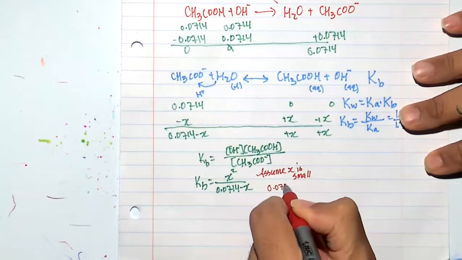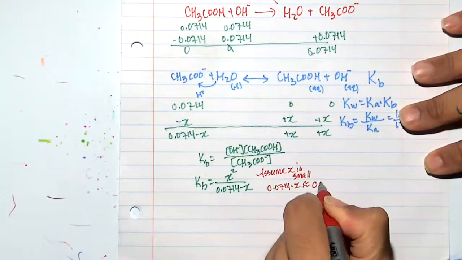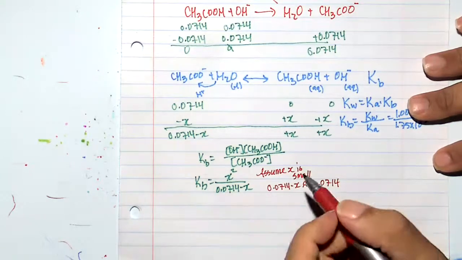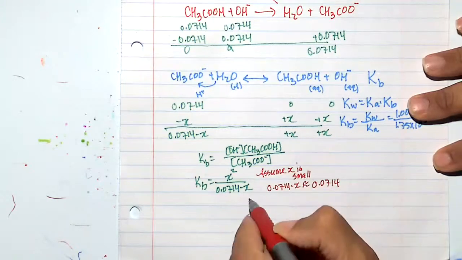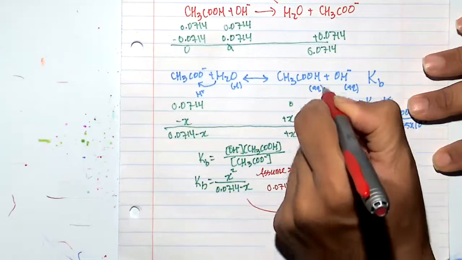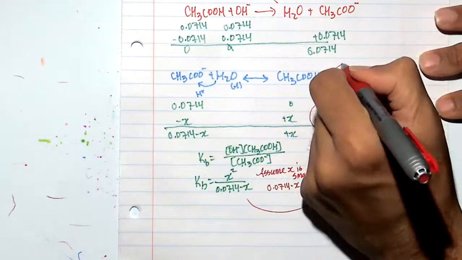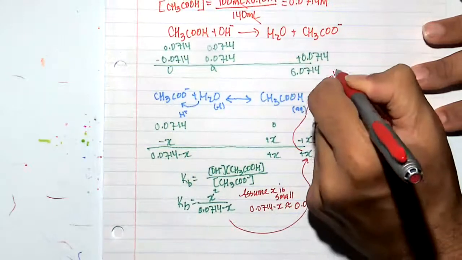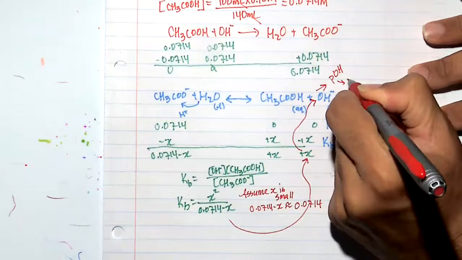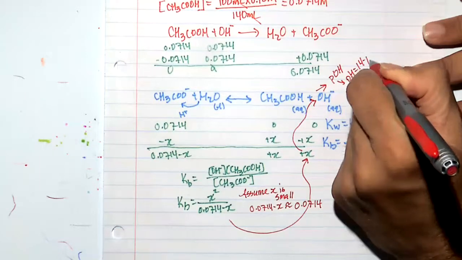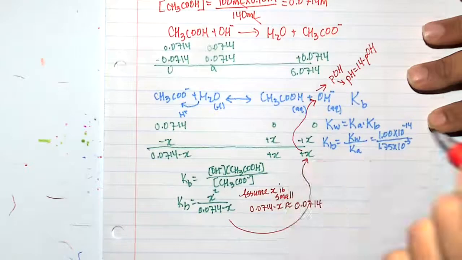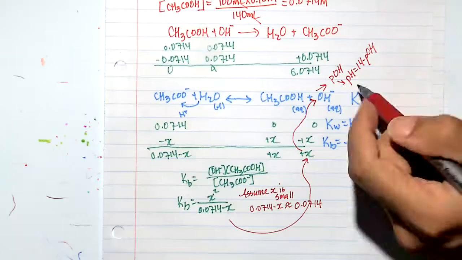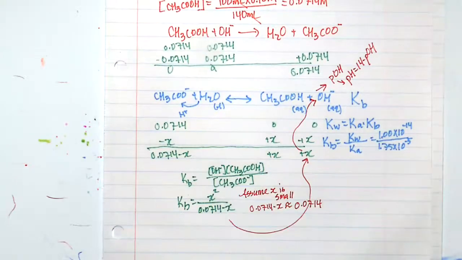So 0.0714 minus x is about equal to 0.0714. If you solve for x, what will you get? Will that give you OH concentration, or will that give you H plus concentration? OH concentration. So will we calculate pH or pOH first? We will calculate pOH first. How will we get to pH? 14 minus that. Okay. This only happens at the equivalence point. After the equivalence point, actually you're going to have more OH minus, but that's all.